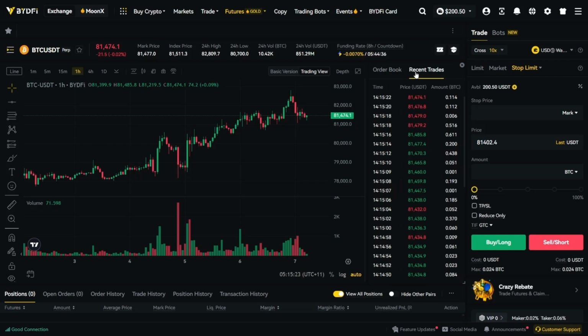Beside the order book, we have recent trades. It shows real-time transactions happening in the market. Each trade gives you insight into current price action and market momentum.